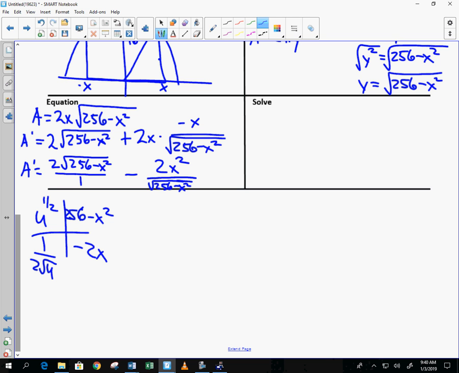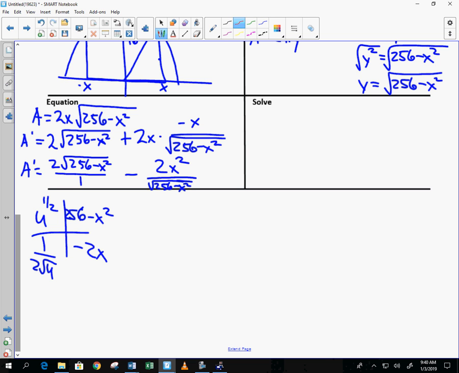Folks, we're done with the calculus. We're at your favorite subject, which is algebra now. This is super easy. We all love algebra, right? So I've got to solve this equal to 0. So I've got to find what? Common denominators. What's the common denominator? The root of 256 minus x squared, right?